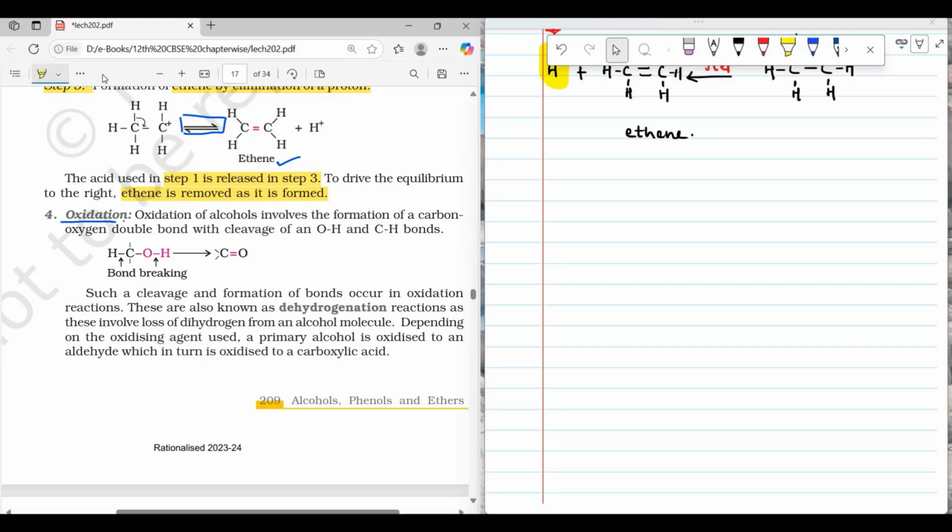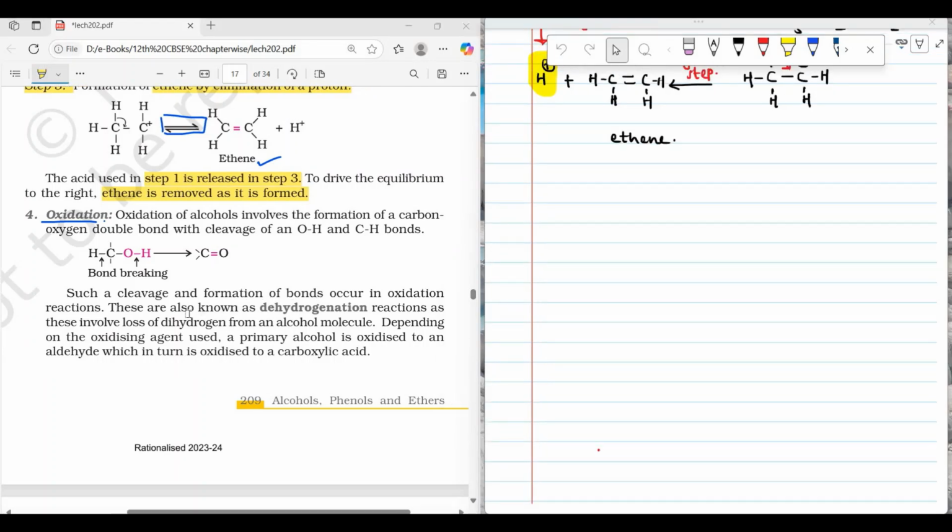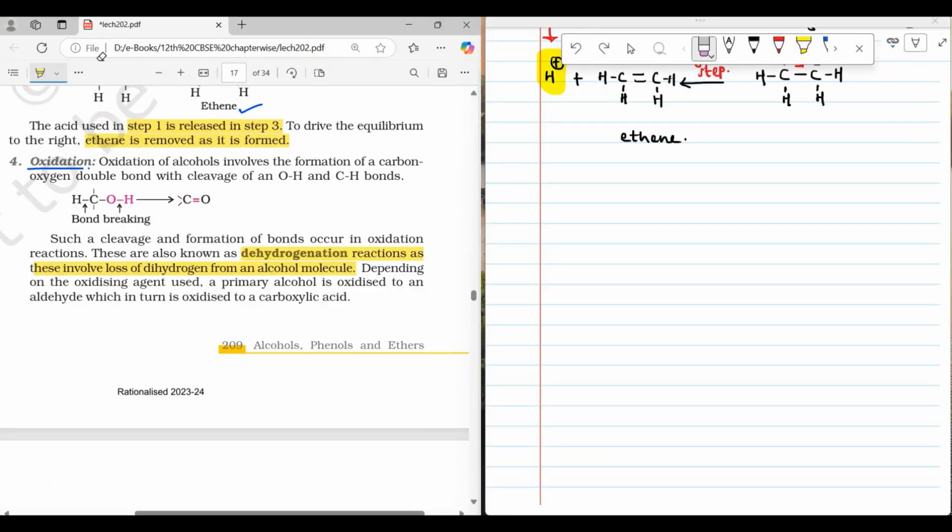Oxidation of alcohol involves the formation of a carbon-oxygen double bond with the cleavage of oxygen-hydrogen and carbon-hydrogen bonds. Such a cleavage and formation of bonds occur in oxidation reactions. These are also known as dehydrogenation reactions, as these involve the loss of dihydrogen from an alcohol molecule. Depending on the oxidizing agent used, primary alcohol is oxidized to aldehyde, which in turn oxidizes to carboxylic acid.